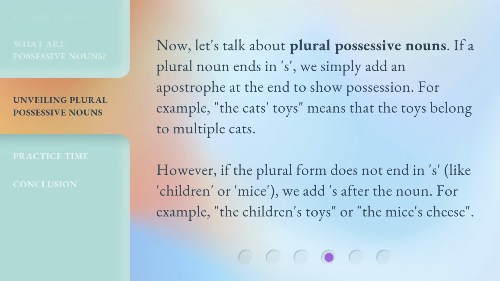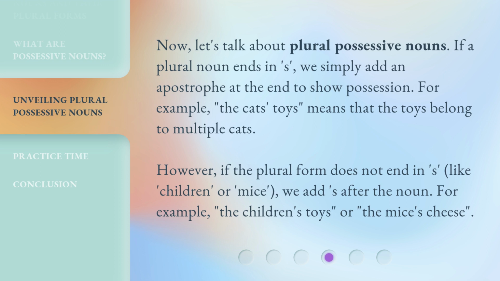Now, let's talk about plural possessive nouns. If a plural noun ends in s, we simply add an apostrophe at the end to show possession. For example, the cats' toys means that the toys belong to multiple cats.